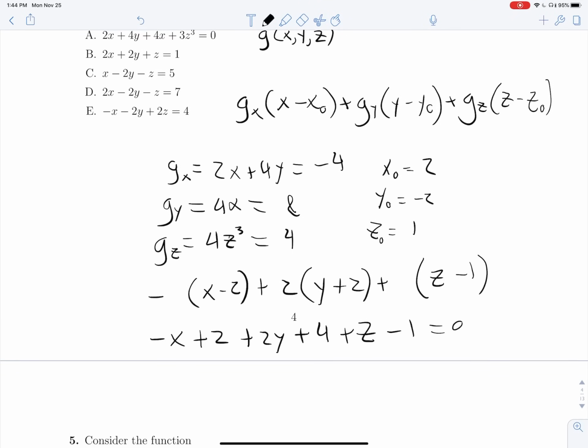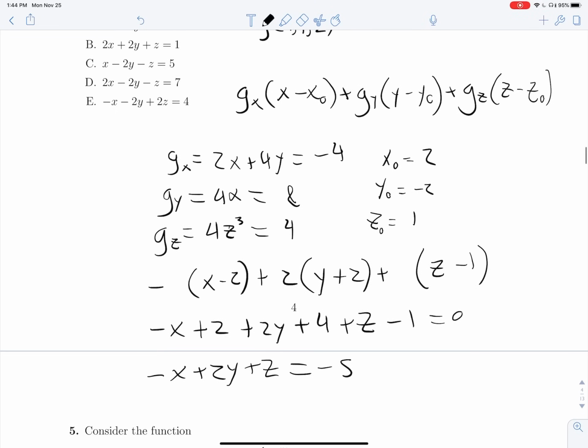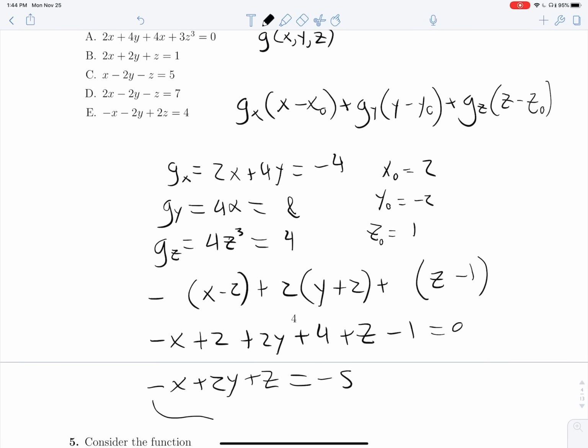And that is all equal to 0, and so we can move things over, and we will get negative x plus 2y plus z equals, well, this is going to be 5 on this side, so it'll be negative 5 when we move it over. And we see that if we take everything here and multiply it by negative 1, which is just the same thing as switching everything to the other side, we have answer choice C.